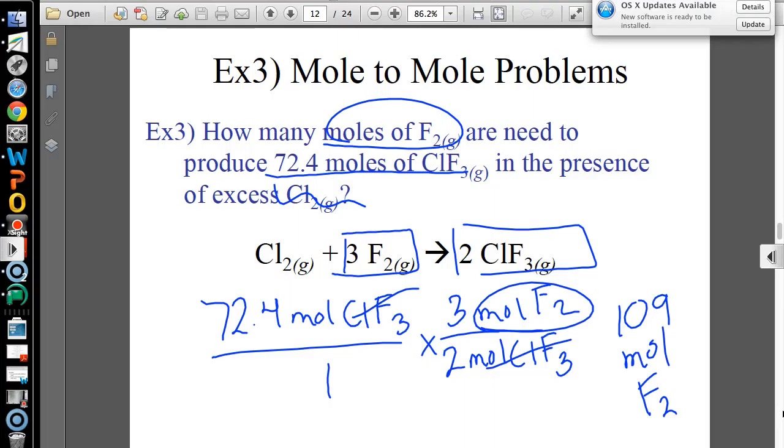Everybody get 109 moles of F2? And did you say moles of F2? Did you put a unit on it? Did you put a substance on it? Because if you say 109 moles, again, we're not in that part of chemistry where we're just talking about one substance. And if you put moles, I don't know what you're talking about. So you have to tell me which substance as well.